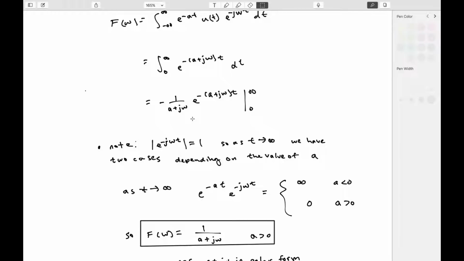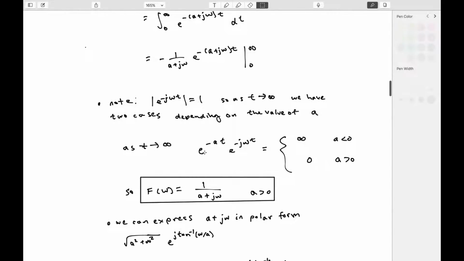Now, let's keep this in mind. The magnitude of e to the minus j omega t is equal to 1. So, to know where this goes as t goes to infinity, we have to look at what the value of a is. It turns out that as t goes to infinity, e to the minus at times e to the minus j omega t goes to infinity if a is less than 0. That means a would be less than 0, so I get e to a positive value as t goes to infinity, and that goes to infinity. However, if a is greater than 0, then what I get is 0. Okay, so as long as a is greater than 0, this is going to converge to 1 over a plus j omega. Now that's technically the answer.